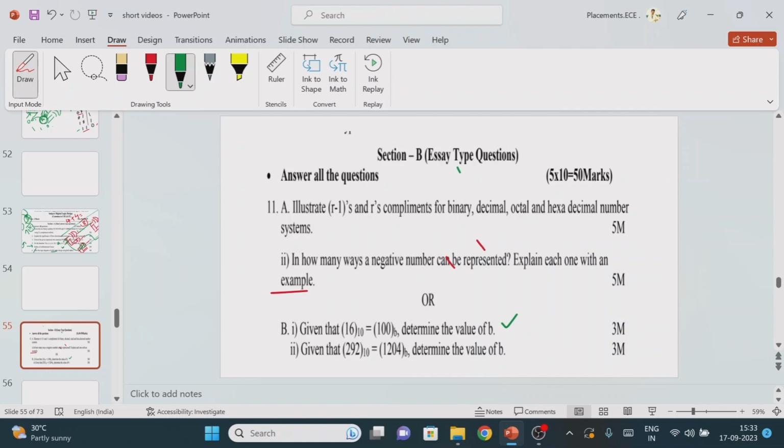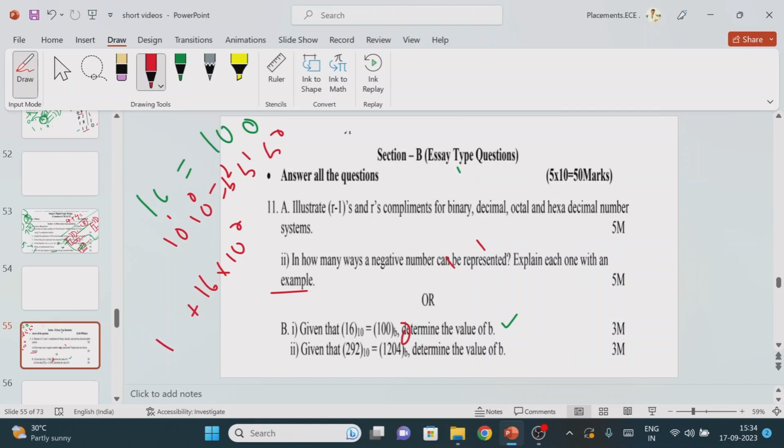Now how to find it? 16 is equal to 1 0 0. What you have to do is apply the positional weight. What does that mean? 16 means 10 power 0, 10 power 1. Here the value they have given is b, so b power 0, b power 1, b power 2. Now multiply 16 into 10 power 0, plus 1 into 10 power 1, which equals b power 0 into 0 plus 0 into b power 1, something like this we need to do.